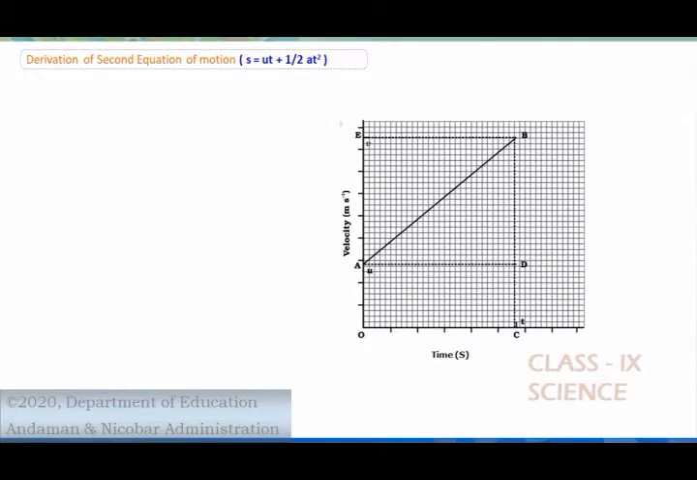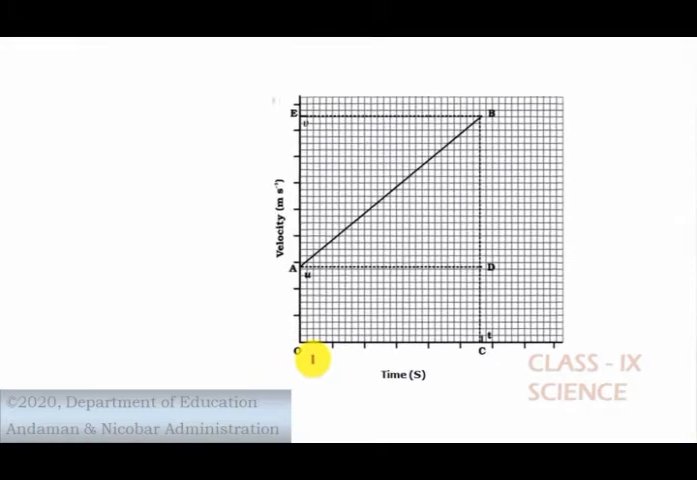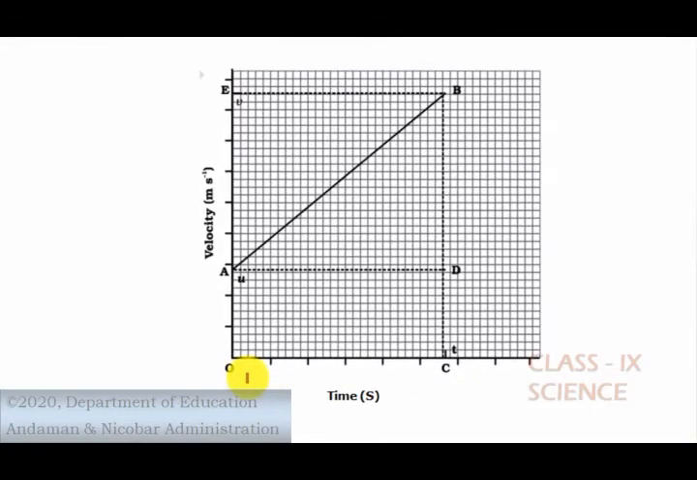Now we derive the second equation of motion from the graph. We know that the area under the velocity time graph gives you the displacement. Look at the graph here. The area under the graph gives you OABC. The area under the graph is in the shape of a trapezium. Knowing the area of this trapezium, we can find the displacement of the object.